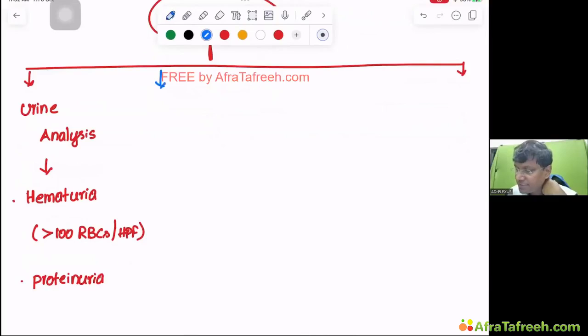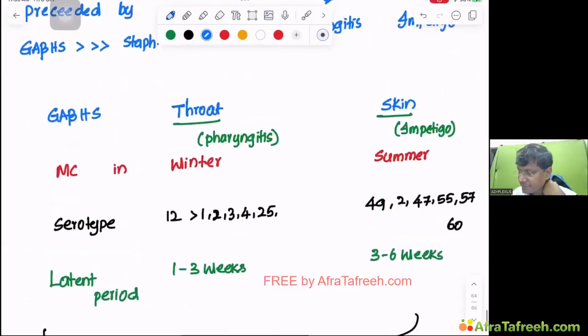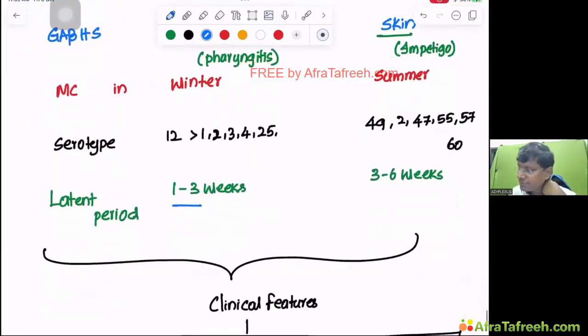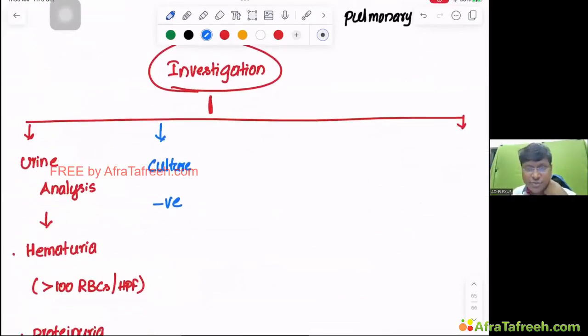But when you do a culture, most of the times it will be negative. Why? Because it is not the immediate infection causing glomerulonephritis. There is a latent period, right? For the throat infection, the latent period is around 1 to 3 weeks. And for the skin infection, the latent period is almost 3 to 6 weeks. So after the latent period, there is development of glomerulonephritis. So the culture will be usually negative.